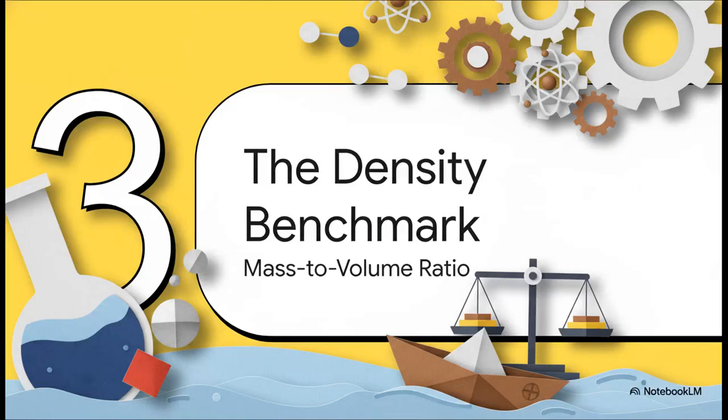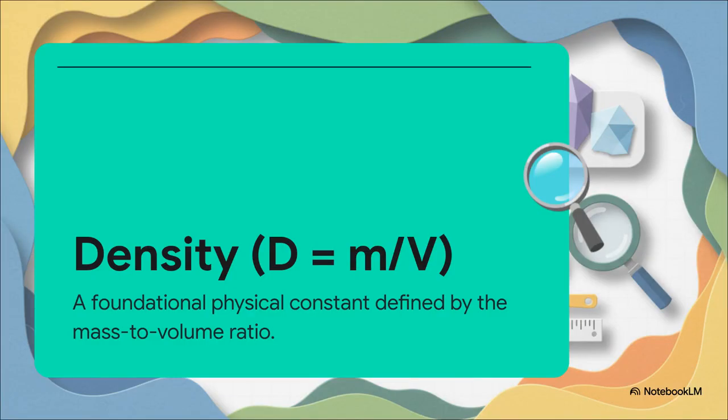Next up, Section 3, the density benchmark. Let's examine a foundational physical constant that helps students predict how objects interact with their environment. Density is calculated by taking mass and dividing it by volume. Now, as a teacher, you know mass comes from your balance, but finding volume often requires a graduated cylinder.